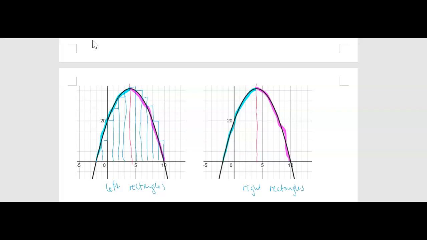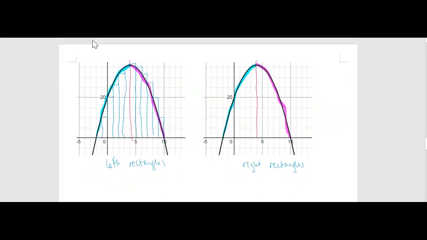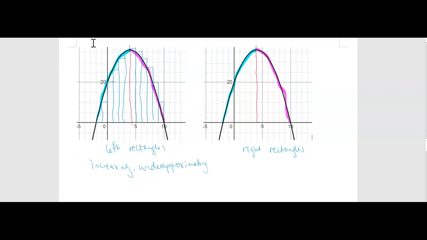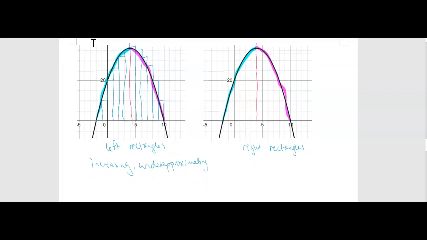Okay, so with left rectangles, when it's increasing, you can see we're under the curve. So we're under approximating. All right, use the word approximating because we're actually approximating, not estimating. And then when it's a decreasing function, you are over approximating. Terrible handwriting, but you know what I'm writing. Okay, so you can see that.